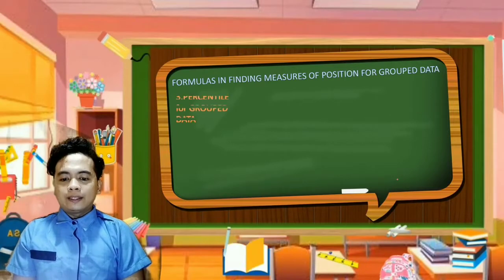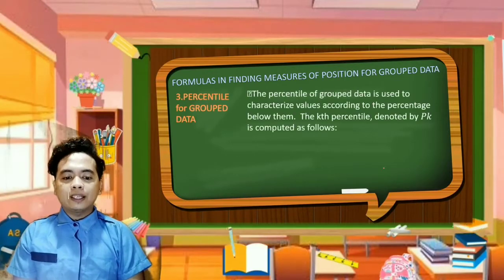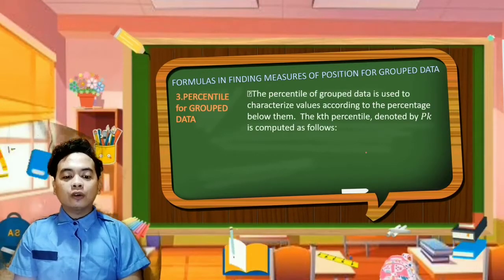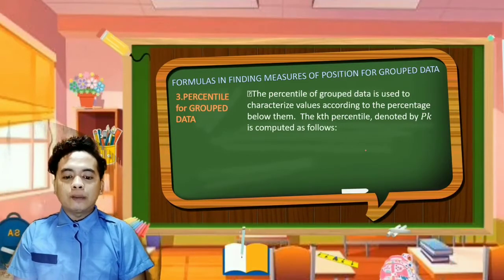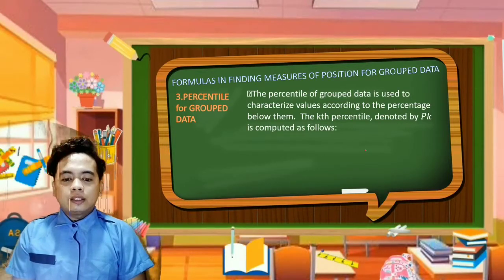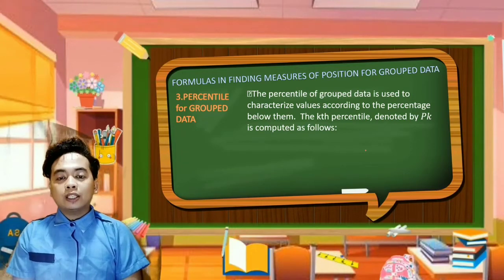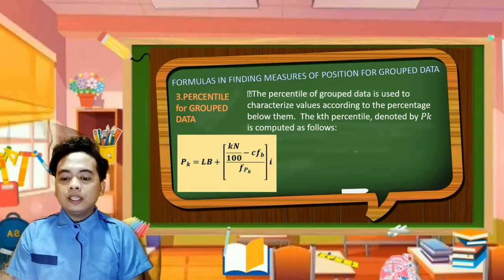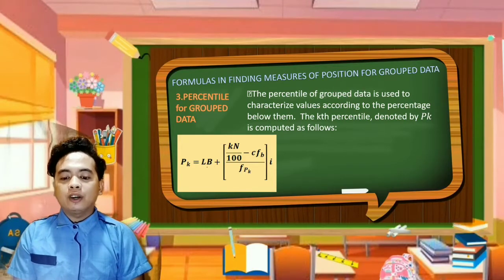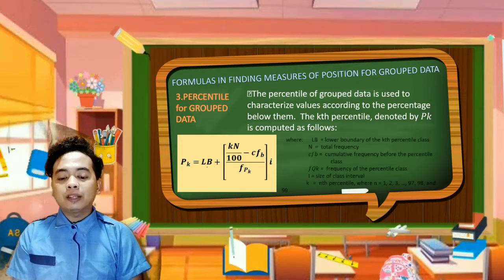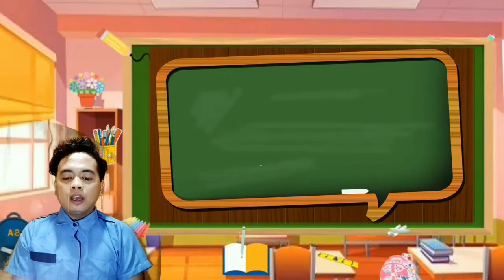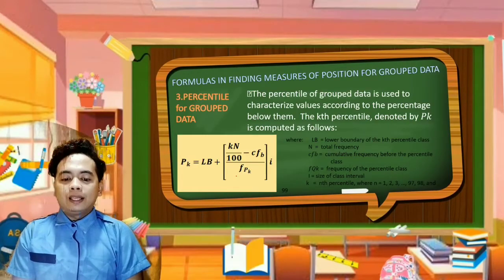Percentile for grouped data. The percentile of grouped data is used to characterize the values according to the percentage below them. The kth percentile, denoted by Pk, is computed as follows. Pk is equal to LB plus the quantity of kn over 100 minus CFb over FPk multiplied by i.